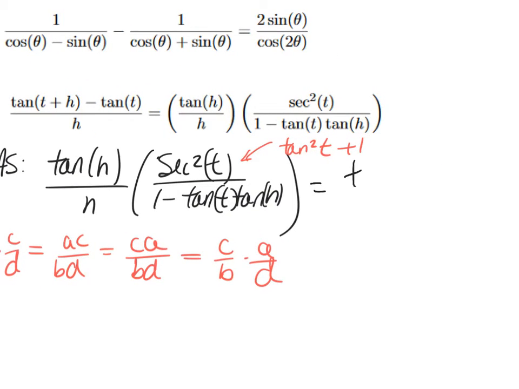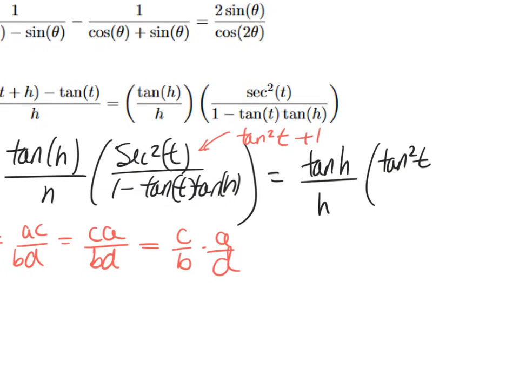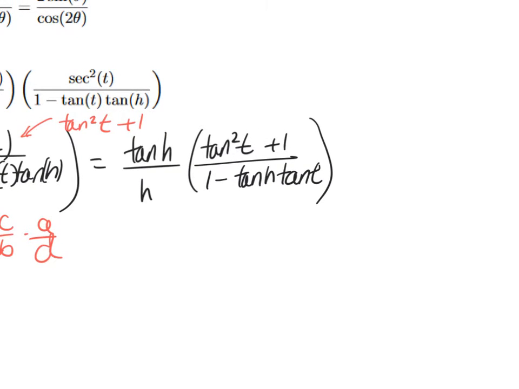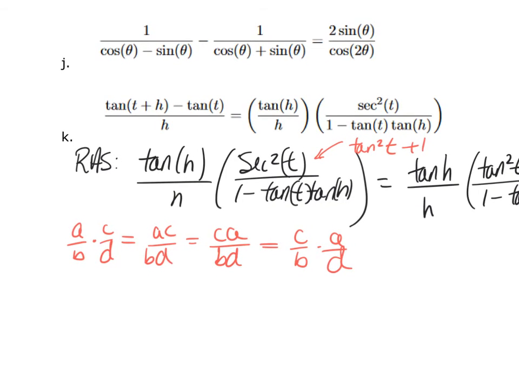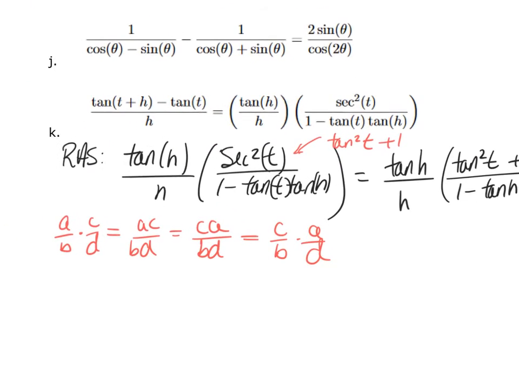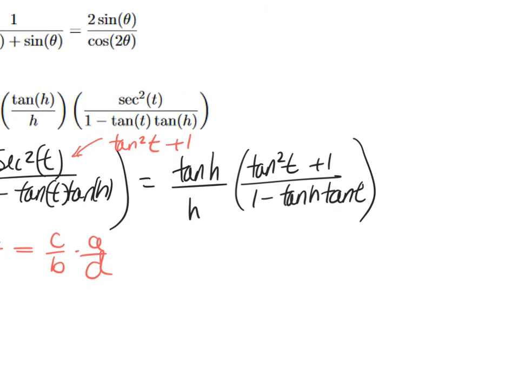So this is going to equal the tangent of h over h multiplied by the tangent squared of t plus 1 over 1 minus the tangent h, the tangent t. Now, eye on the prize. I need to have the tangent of t plus h minus the tangent of t all over h. So with that information, I know that I'm not going to do anything with this h. It's just going to continue to come along for the ride.